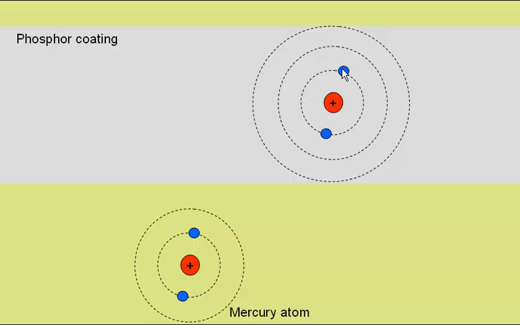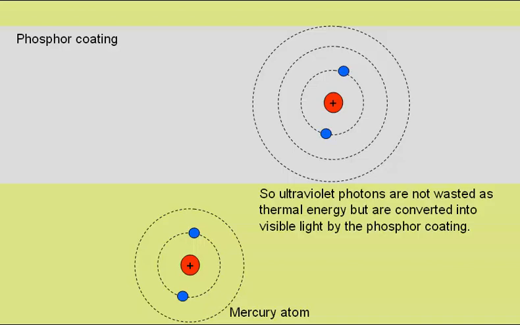So in this way, we've converted an ultraviolet photon, no use for lighting a room, into visible photons, which are useful. This explains the efficiency of fluorescent tubes. So as we've seen, the ultraviolet photons are not wasted as thermal energy, but are converted into visible light by the phosphor coating. Normal filament light bulbs also emit a significant amount of ultraviolet light, but in the case of the filament light bulb, this is wasted energy.